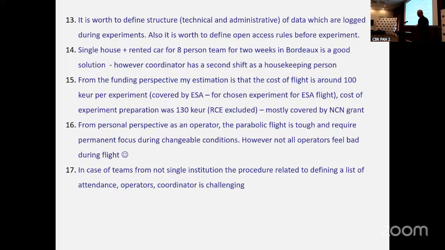Last but not least, if the proposal is not from a single institution, the rules related to the agreements are challenging. There must be one coordinator. So if there are, for example, 4 institutions, and all institutions want to sign the agreement with ESA, in all agreements there must be the name of the one coordinator. In that case, I was the coordinator, but this is a challenging issue.